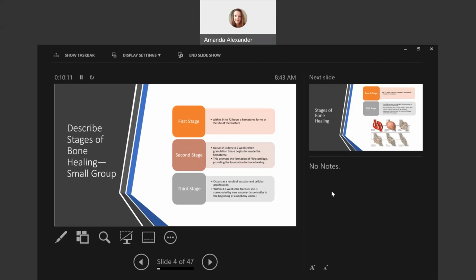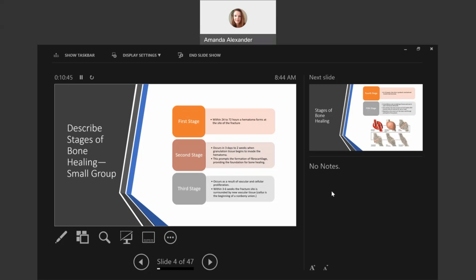The third stage occurs as a result of vascular and cellular proliferation within 3 to 6 weeks. This part is when we start really feeling the release of pain, and people have less tenderness to the side because the bone is in a good space where it's really healing. This is called the callus formation stage. So the third stage, you may see in someone that is able to start bearing weight, okay?